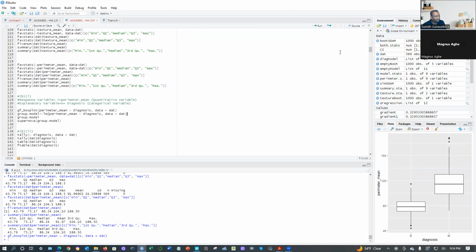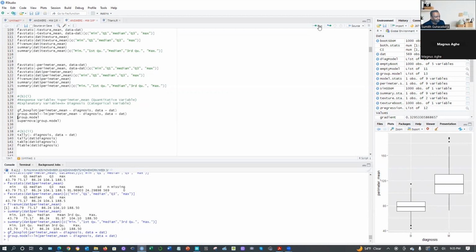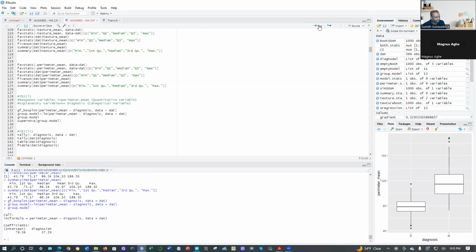See, perimeter mean versus this one, and then group, so that you can get the results. See, 78.8. This is the B naught. This is B1. This is the average perimeter mean for the people in this group, the benign group. See, benign to malignant. It's gonna go to malignant. That's why I put this one. See, diagnosis, but this will be for the malignant with this gap.